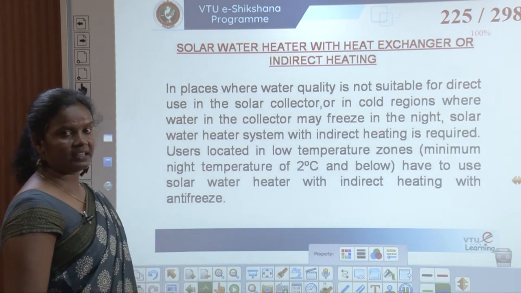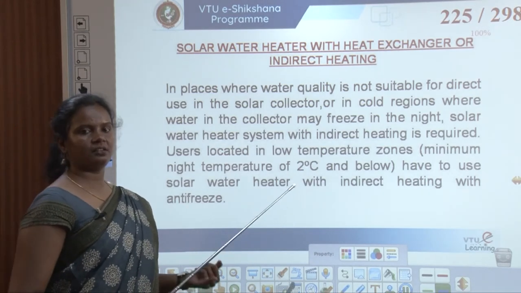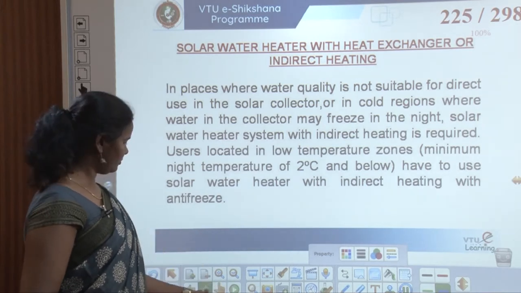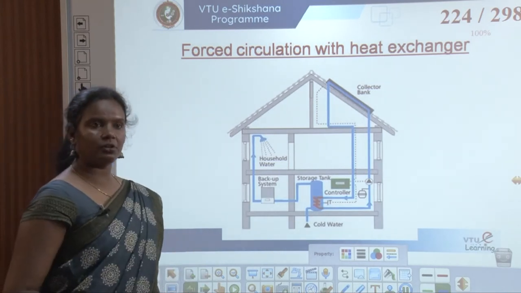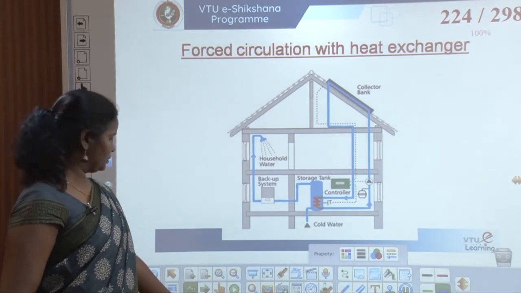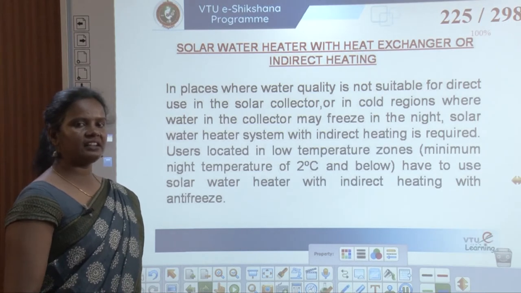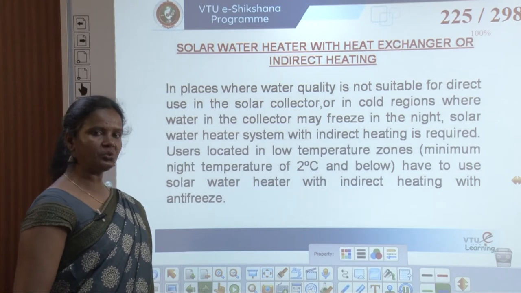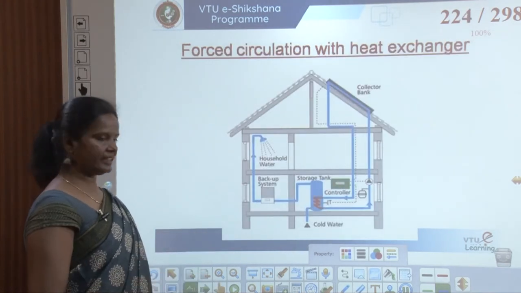Solar water heater with heat exchange, or indirect heating. It can also be called indirect heating. This is for places where the quality of water is not suitable for direct use in the solar collector. For example, say there is salt water, where mostly salt content is there in the water, or the water quality is not good. In that case we can go for forced circulation with heat exchanger.